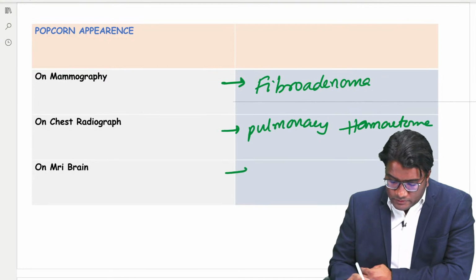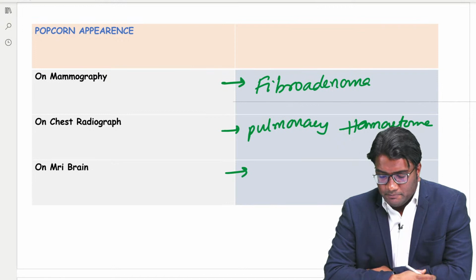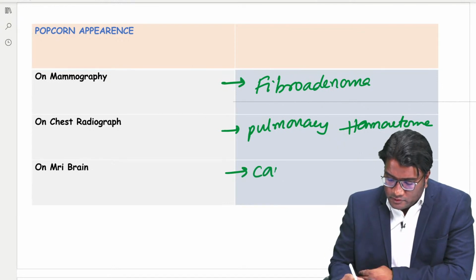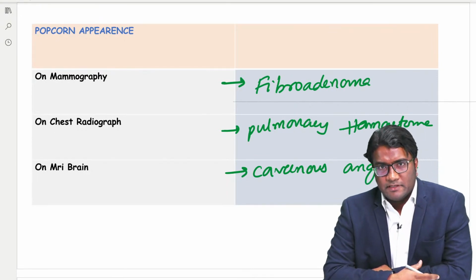And where do you see the popcorn appearance on MRI brain? Do you remember popcorn appearance on MRI brain? This is a feature of cavernous angioma. So popcorn appearance on MRI brain is cavernous angioma.